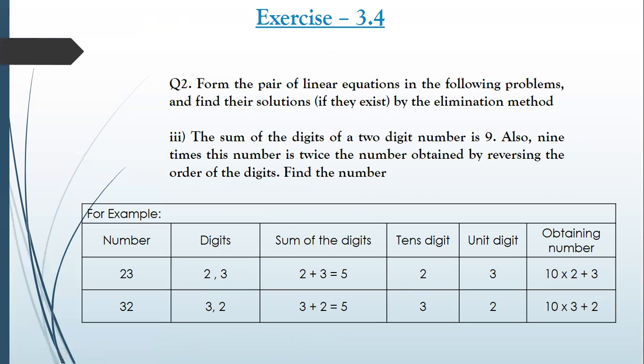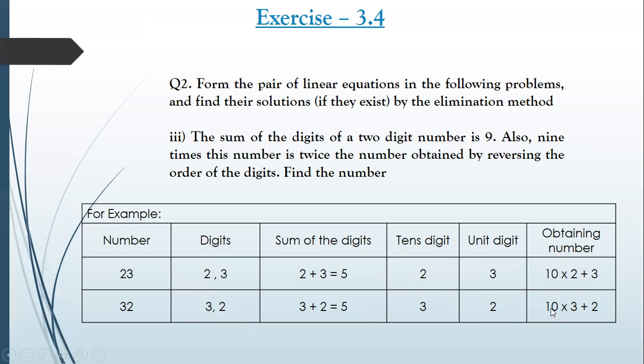Now these are the digit kind of questions. The sum of the digits of a two-digit number is 9. Also, 9 times this number is twice the number obtained by reversing the order of the digits. We have to find the number. For example, 23 is a number, 2 and 3 are the digits. You have studied in your lower classes that 2 into 10 plus 3 will actually give the number because 2 is in the tens digit and 3 is in the unit digit. Same way for 32, we can write it as 3 into 10 plus 2. So basically, the tens digit and the units digit get interchanged.